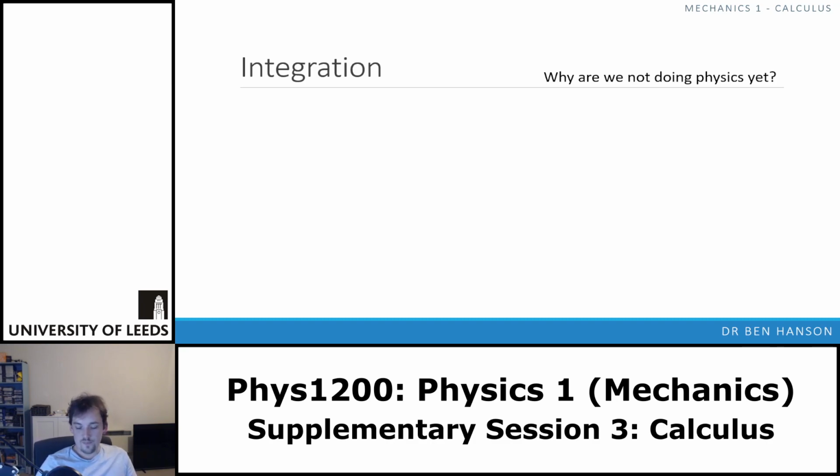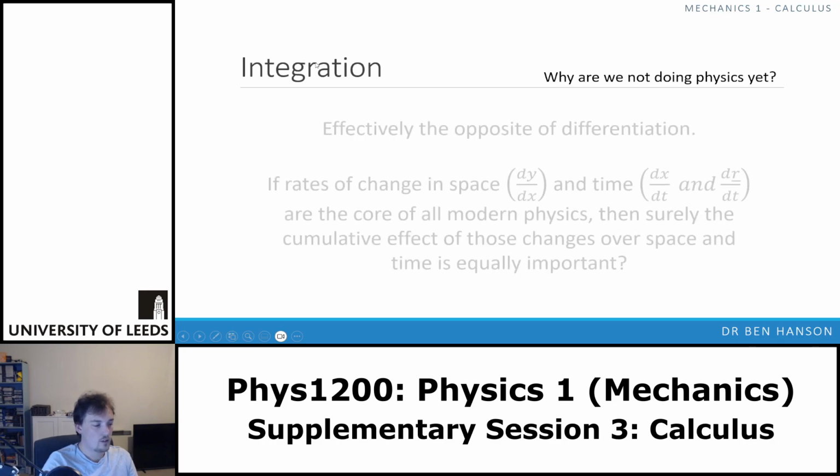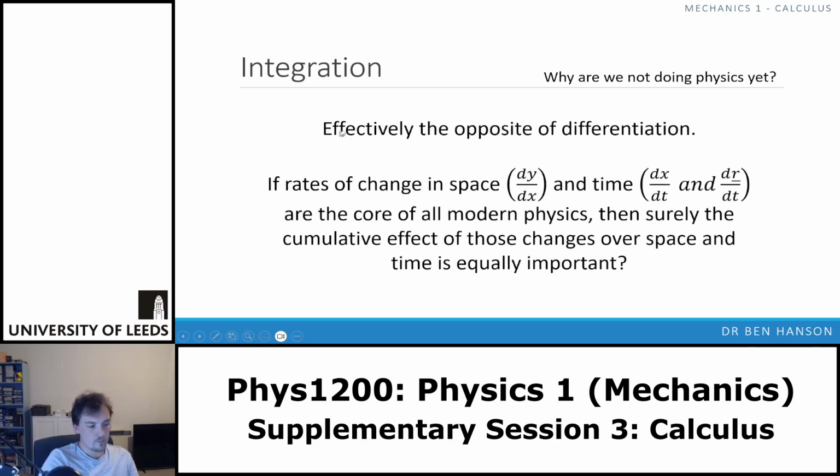But again, if we're doing physics, if we're doing this thing properly, we want to have this intuitive understanding of what these things are. So derivatives are gradients. They're the gradient of a function at a specific point. Well, it's the gradient of the tangent line to that function at that point. What's integrals then? What is an integral? What is integration? What's the intuitive understanding of this? Oh, yeah, here's why we're not doing physics yet. It's the opposite of differentiation.